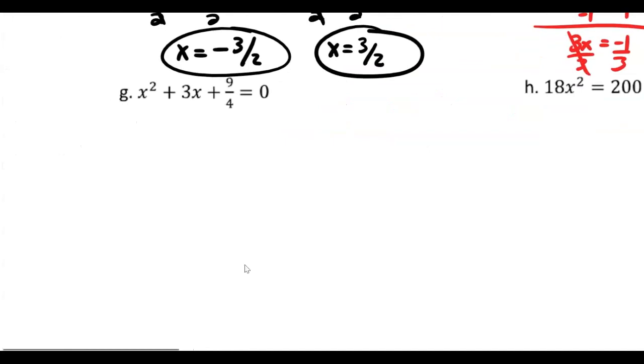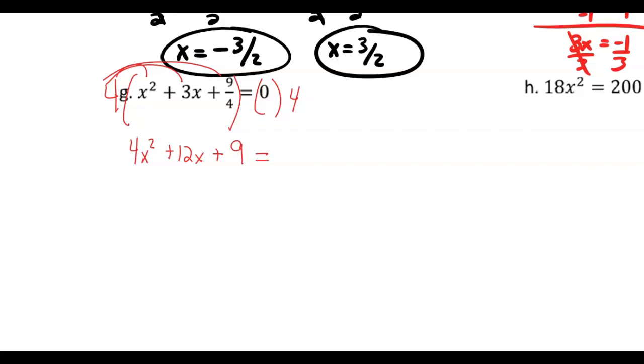Okay, so let's look at this one. The only denominator is 4. That's the bottom number of a fraction. So multiply both sides of the equation times 4. So you have 4 times x squared, that's 4x squared. 4 times 3x, that's 12x. 4 times 9/4, you can do that in a calculator as needed, that's 9. On the right side, 0 times 4 is 0. Okay, so by getting rid of that fraction, you made it so much easier.